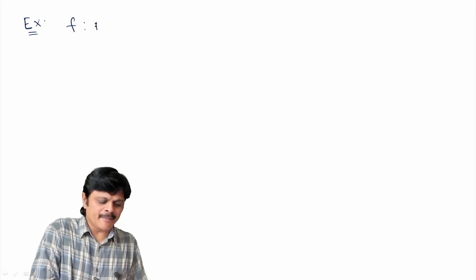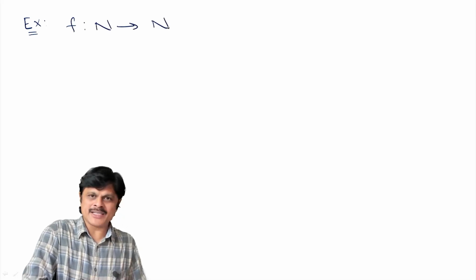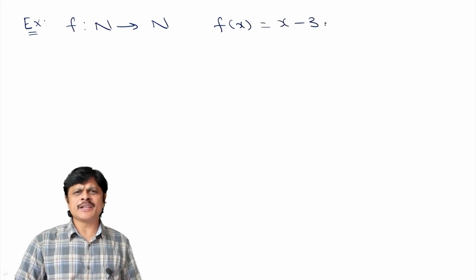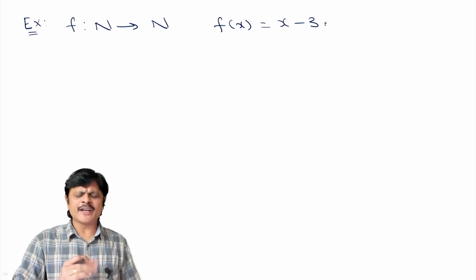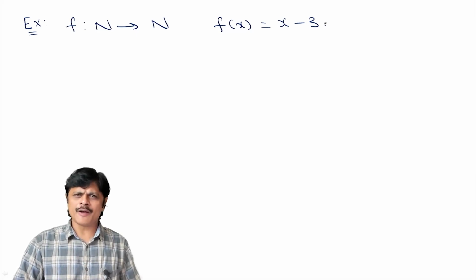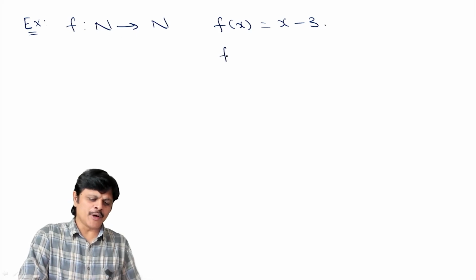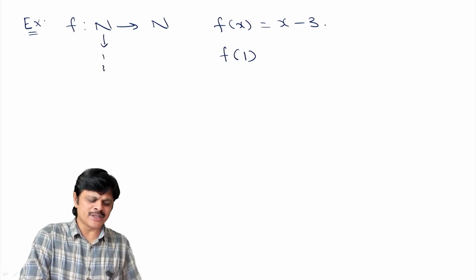f is a mapping from natural numbers to natural numbers with definition f(x) equal to x minus 3. You need to check whether it is one-one, onto. Okay, the fate of the function we have to check. First of all, whether it is a function or not. My dear friends, please remember, function means for every value of x in domain, we should be able to find an image in codomain. So I take a value of x in domain, that is N, which means 1, 2, 3 and so on.